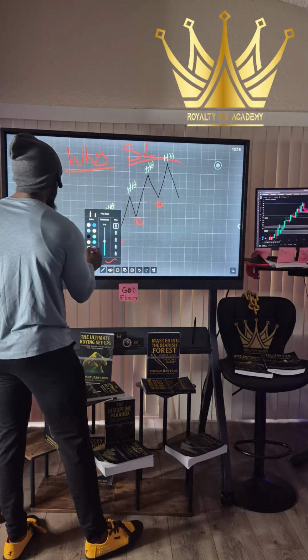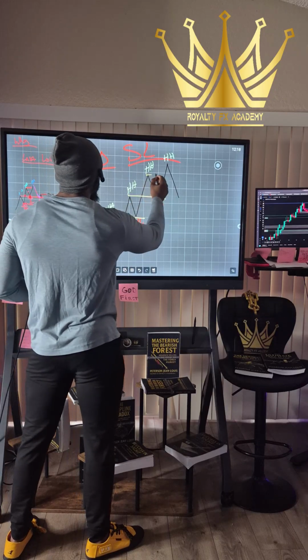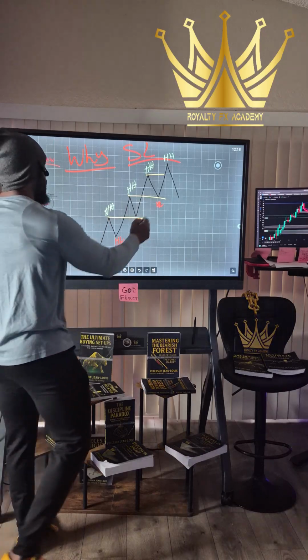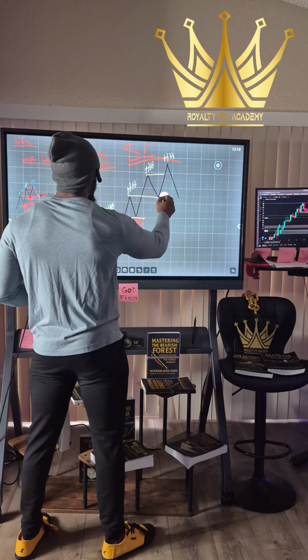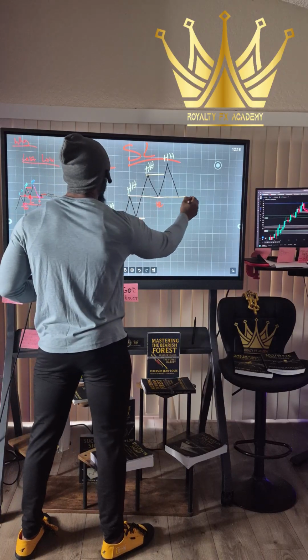So let's go ahead and generate the zone real quick. These are just zones. I don't name them simply because my job is to just read and react. Let's be more specific with this one. So this was that zone that bounced off. Now let's just stretch this across.